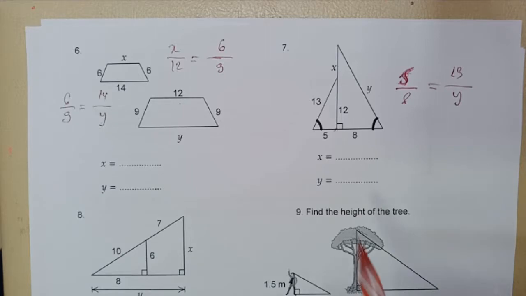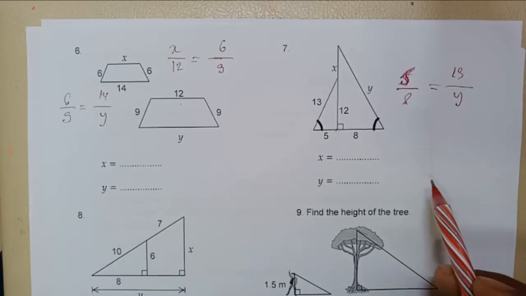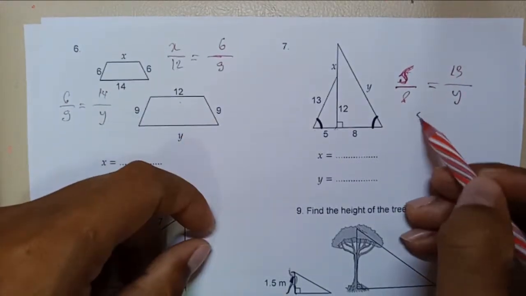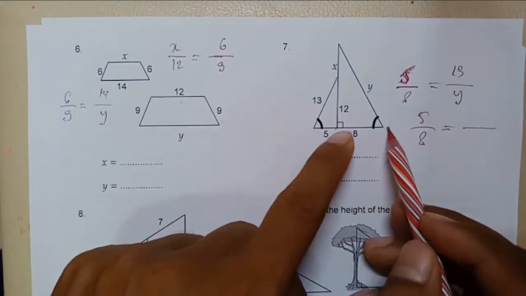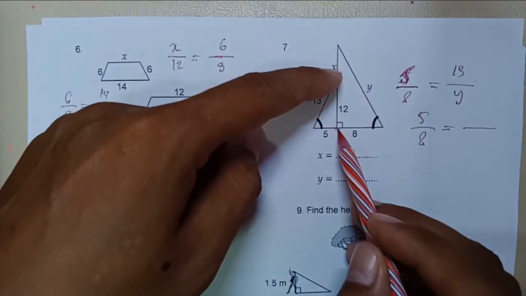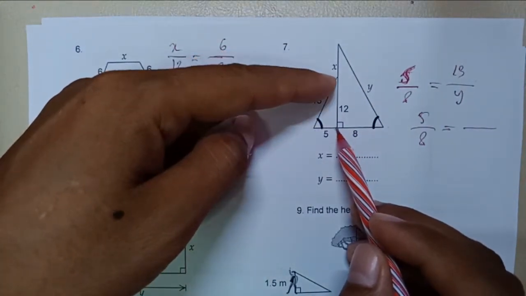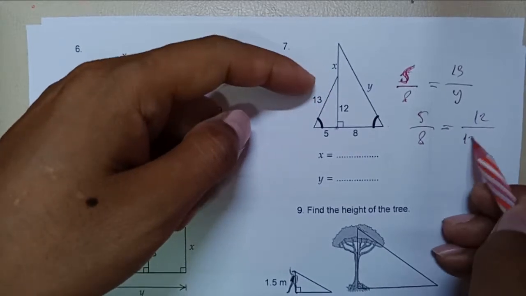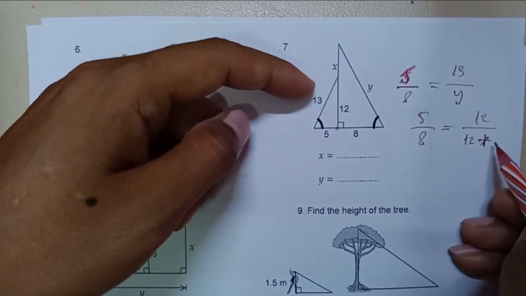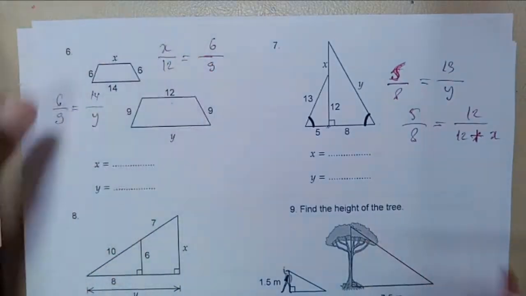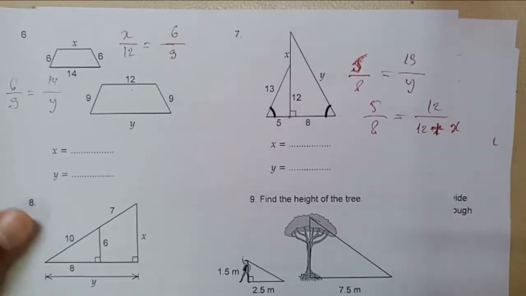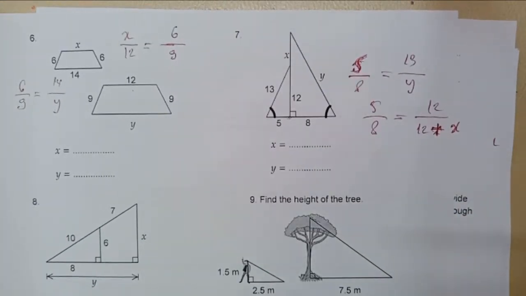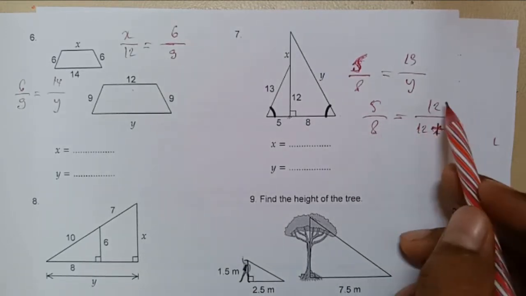After that, you do the same process with this section, which means that for the x value, still using 5 over 8 is equal to 12 over 12 plus x. This is 12 plus x. So once you have that, you do the cross multiplication and solve for x.